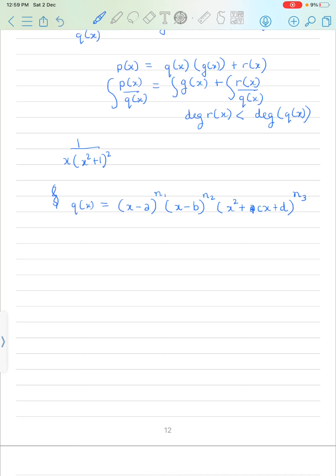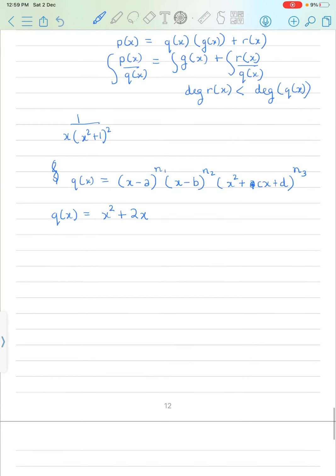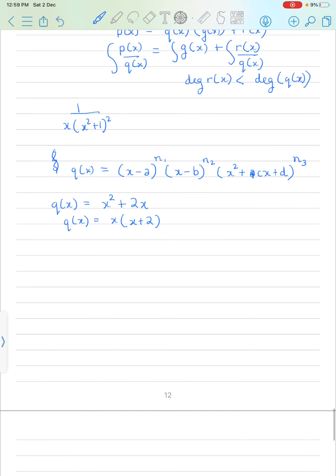For example, let our Q(x) be x square plus 2x, then you can write it as x into x plus 2, right? So you need to factorize it. Suppose our Q(x) is x square minus 4, then you will write it as x minus 2 times x plus 2.